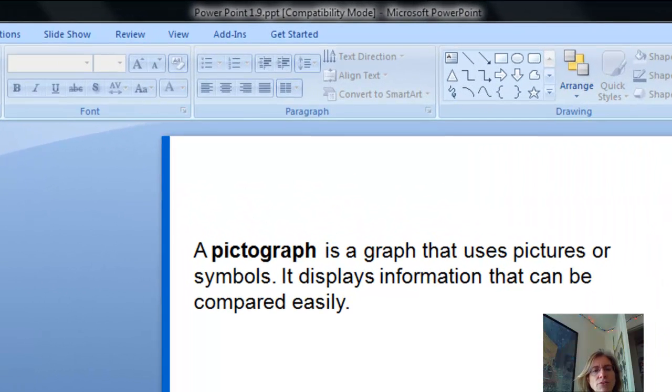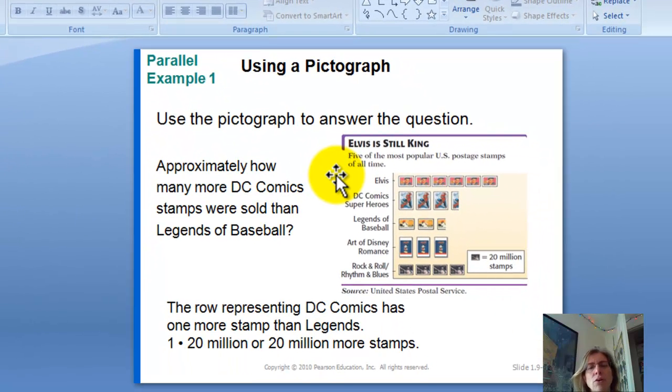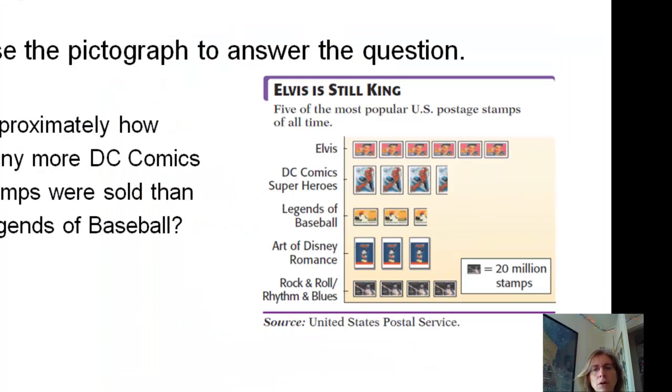But a pictograph is a graph that uses pictures or symbols, and it displays information that can be compared easily, and that's usually what all graphs do. It's information laid out so you can compare it. Let's make this a little bigger. Okay, so use a pictograph to answer the question.